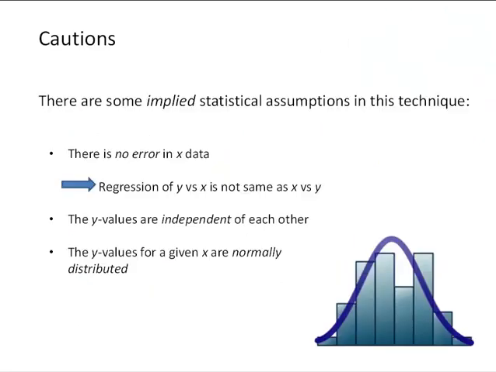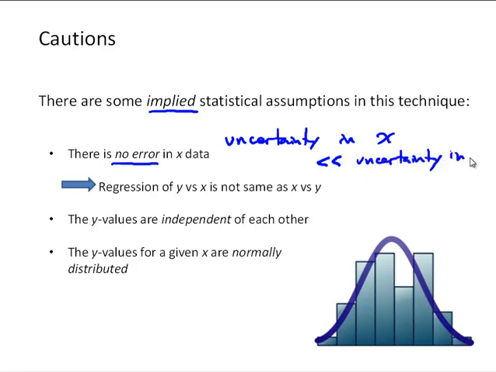And let's talk about a few cautions here. There are some very important implied statistical assumptions that we've made in this technique. One assumption we've made is that there is no error in the x data, or we could be close to that assumption if the uncertainty in x is much, much less than the uncertainties in y. And that's often the case for an experimental setup where you have a lot of control in terms of x, which is your independent variable, but you're measuring the resulting y values, and you might not have as much control. You're likely to have more uncertainty there. So the consequence of this is we can't simply reverse it. The regression of y versus x is not the same as the regression of x versus y.